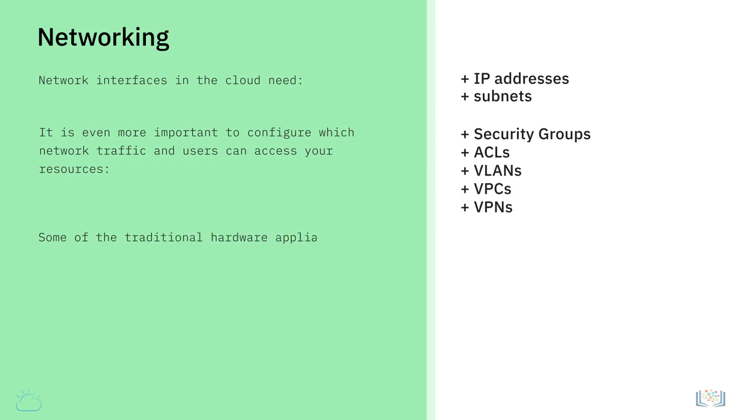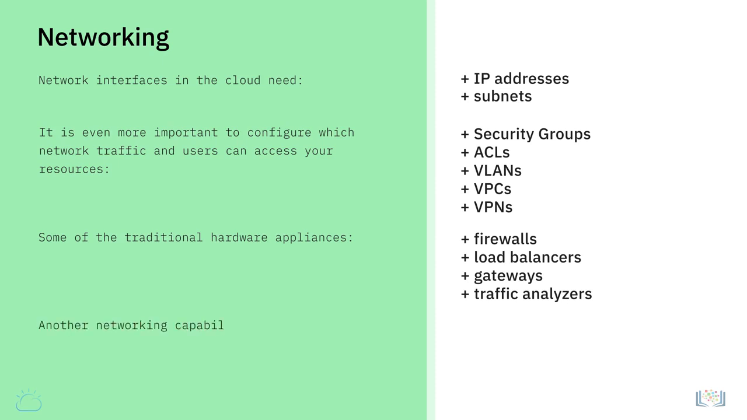Some of the traditional hardware appliances, such as firewalls, load balancers, gateways, and traffic analyzers, can also be virtualized and made available as services in the cloud. Another networking capability provided by the cloud providers is content delivery networks, or CDNs, that distribute content to multiple points throughout the world so users accessing the content can access it more quickly by getting it from a point nearest to them. We will learn more about some of these cloud networking options and terminology in subsequent videos.